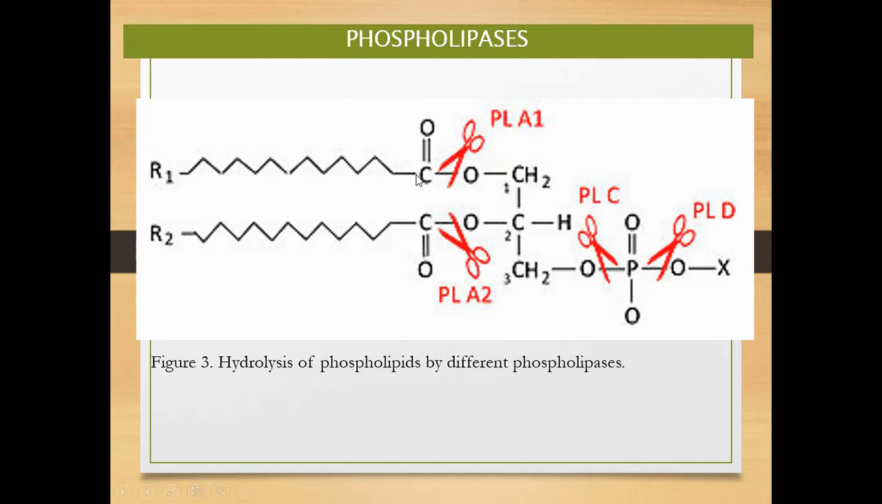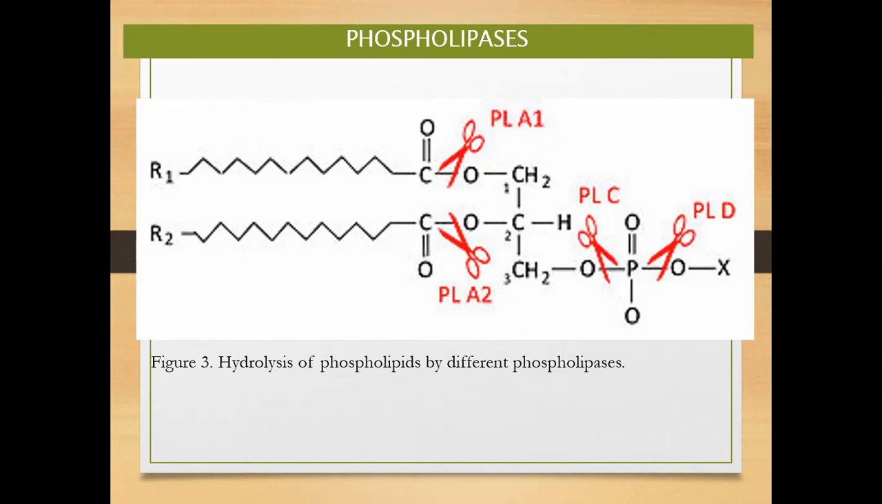For example, this is a TAG. This is a glycerol bonded with different fatty acids, 1 and 2, and the third one will be the phosphate group, because it's a phospholipid. Phospholipase A will hydrolyze in this region, so you're going to produce lysophospholipid. Lyso means that there is only one fatty acid on the phospholipid. Phospholipase C will hydrolyze in this one, so you're going to remove the phosphate group. It's going to produce the OH, which is a very acidic condition.